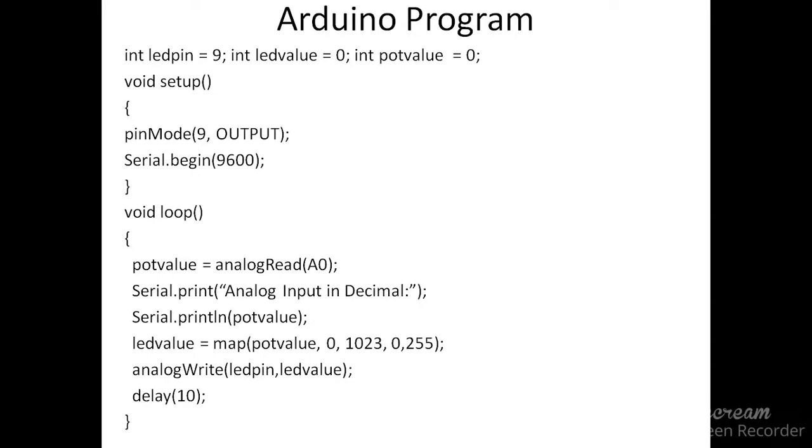Since the analog to digital converter is a 10-bit ADC, we will have a maximum decimal value of 1023, but the Arduino microcontroller is only an 8-bit microcontroller. Therefore, we have to map the 10-bit value into an 8-bit value using the built-in map function. Pot value, 0 to 1023, is mapped to 0 to 255. And the same thing is written to the analog output, that is the LED connected to pin number 9, which is PWM capable. The same thing is repeated every 10 milliseconds.